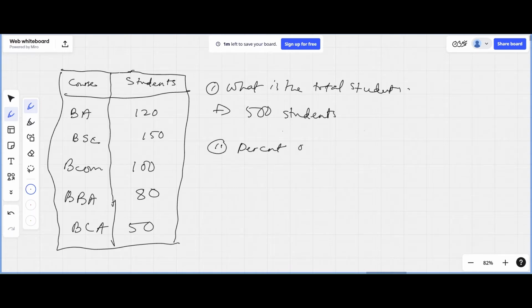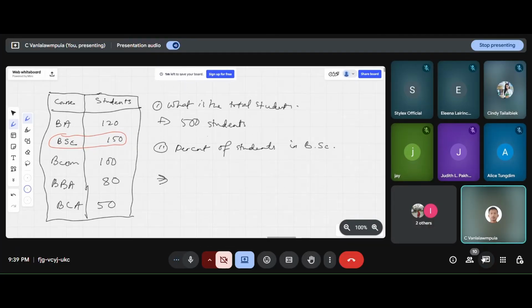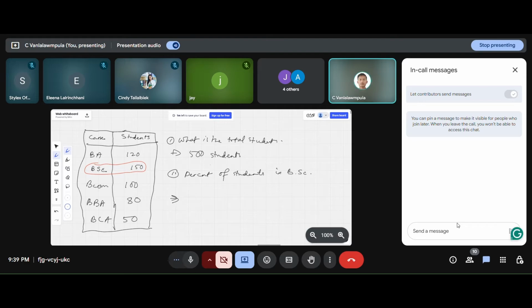Percentage of students in BSc. Someone give me the answer. How many students are there in BSc? BSc is Bachelor of Science. Give me the percentage of students in BSc in the chat box. I'm waiting. Quick. Take out your rough book.